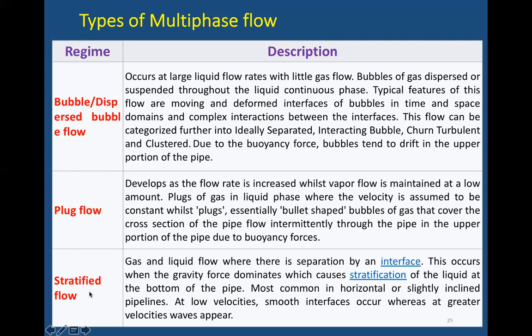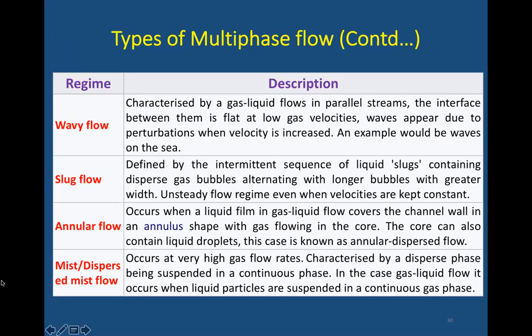Stratified flow: when gas and liquid flow continuously, there is a separation by the interface taking place. This occurs when the gravity force dominates, which causes stratification of the liquid at the bottom of the pipe. Okay, and next one is the wavy flow. What is wavy flow? When you have gas and liquid flowing in parallel streams. At that time the gas velocity is low, and it will produce different types of waves. An example would be waves on the sea.